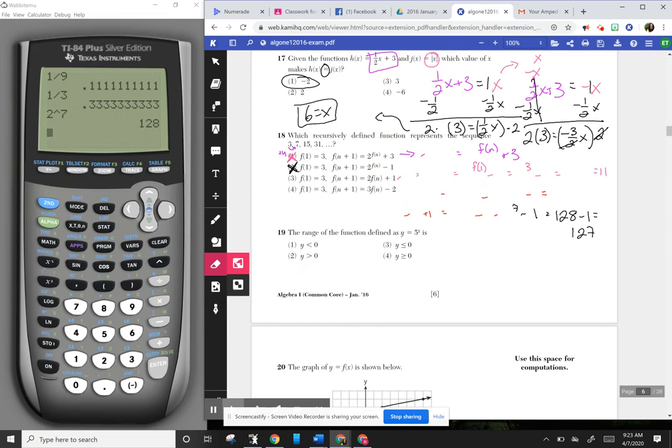I press that. Hopefully that goes a little quicker.